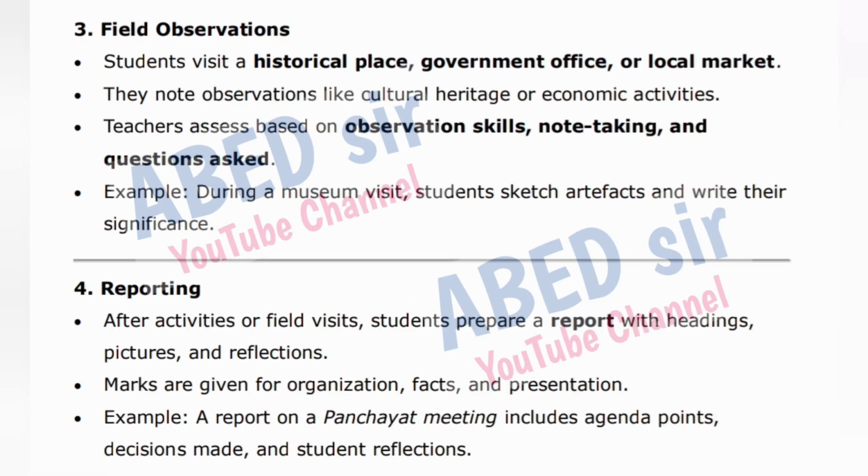3. Field observations. Students visit a historical place, government office, or local market. They note observations like cultural heritage or economic activities. Teachers assess based on observation skills, note-taking, and questions asked. Example: during a museum visit, students sketch artifacts and write their significance.